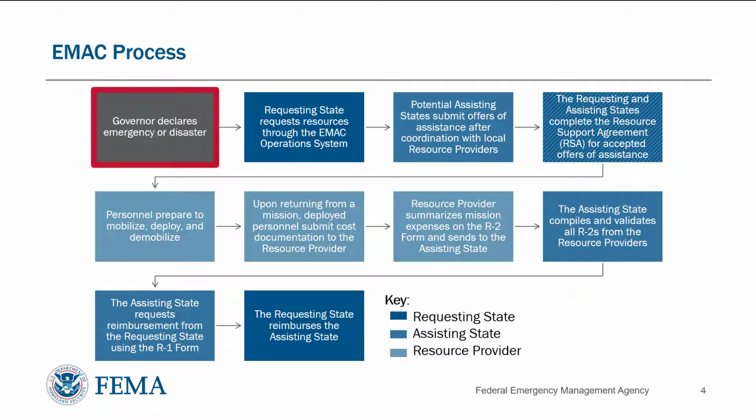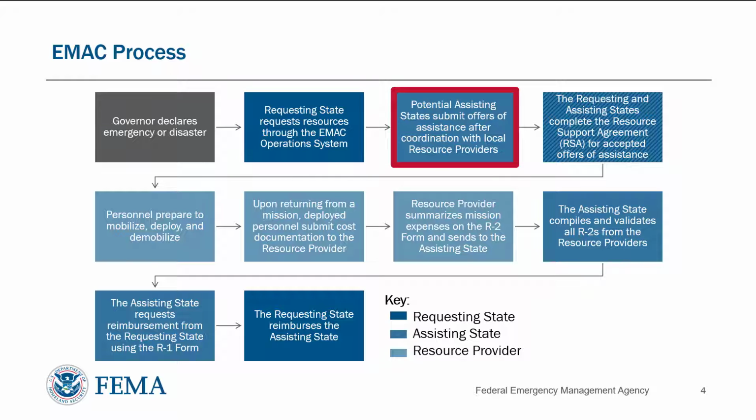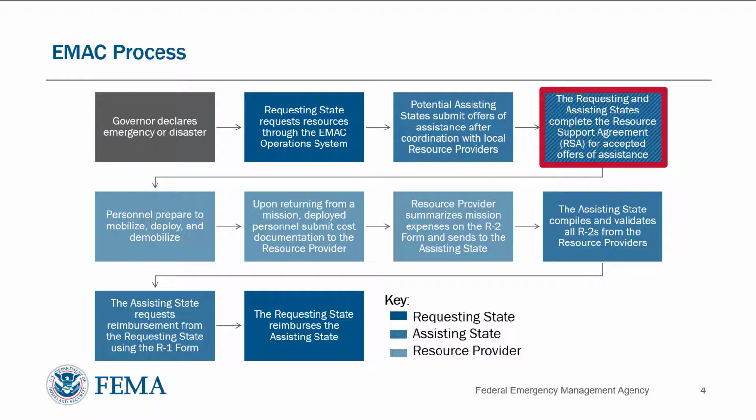First, the governor must declare an emergency or disaster which authorizes funds for response and recovery and activates EMAC. The requesting state requests resources through the EMAC operation system, which begins the process. In turn, potential assisting states must submit offers of assistance after contacting local resource providers. The requesting and assisting states jointly complete the Resource Support Agreement, or RSA, for accepted offers of assistance.